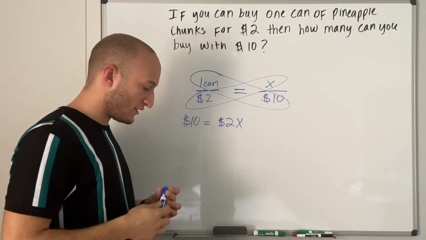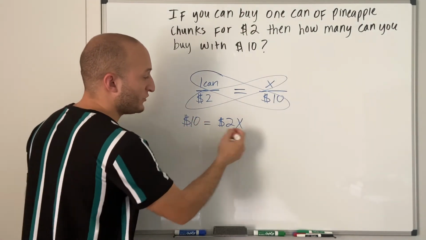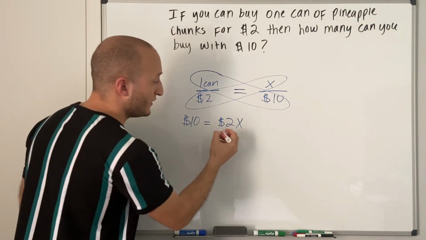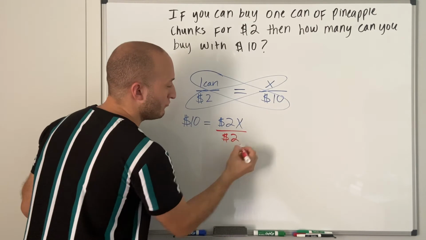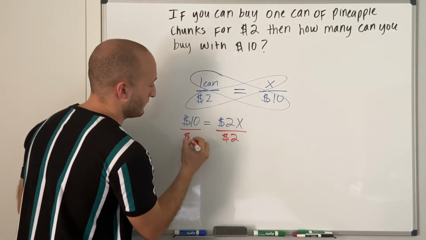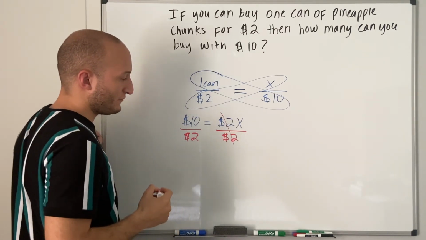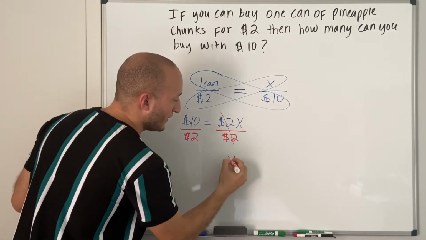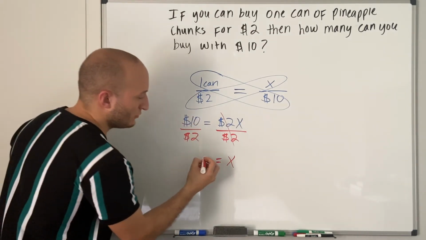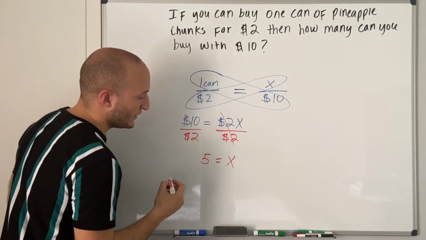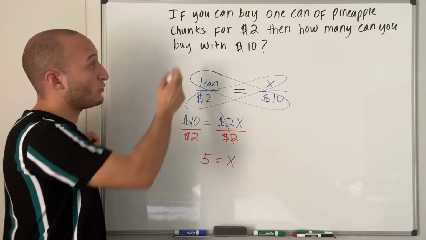Now I'm trying to solve for this x. So I'm going to divide by $2 on both sides, because that will leave x alone. The $2 cancels out and I'm left with x equals 10 over 2, which is 5. So it would equal 5 cans that I can buy with $10.